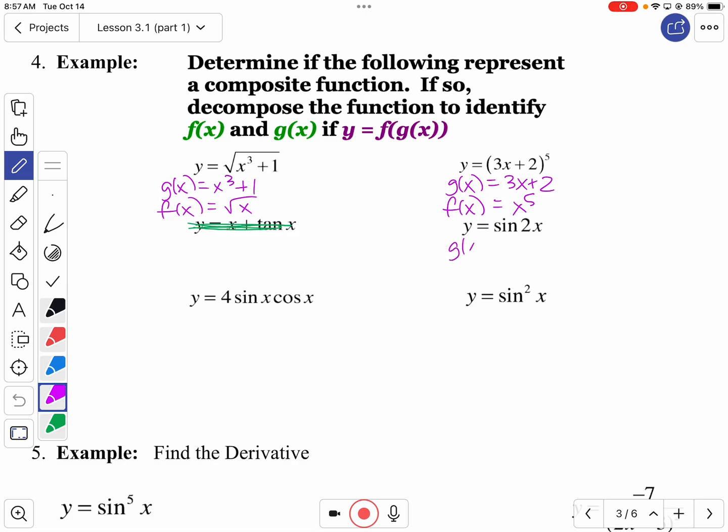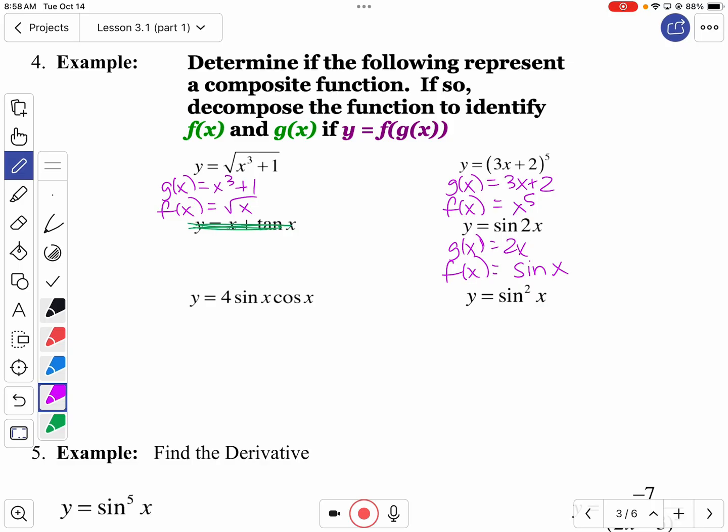So it would be your inside, 2x, and your outside, sine of x. We're taking the sine of that stuff. All right, next one: 4 sine x cosine x. What's inside? It's okay to be wrong. Oh my gosh, you're killing me. No. Good try, though. Thanks for trying, Wilmer. I appreciate you.